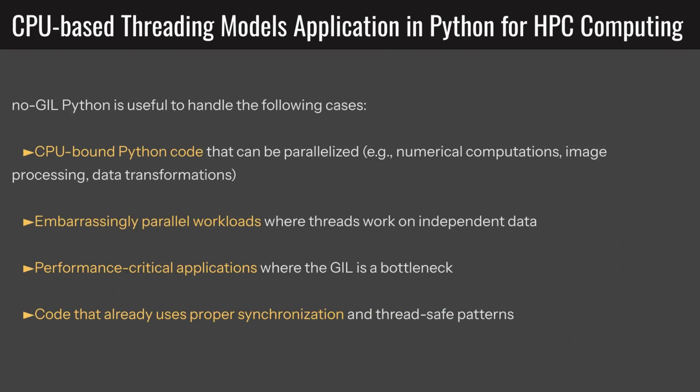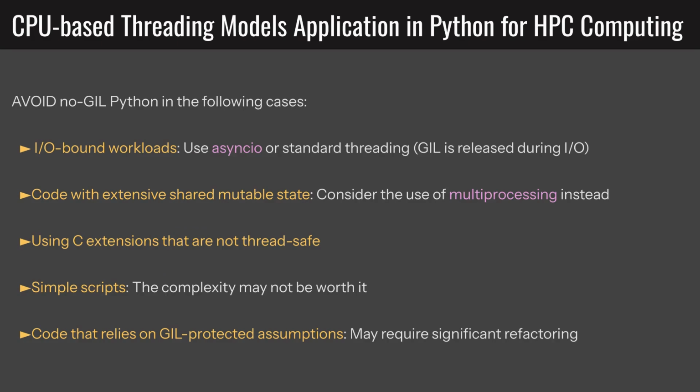No-GIL Python is useful to handle the following cases. CPU-bound Python code that can be parallelized. That implies running in parallel a Python code that implements numerical computations, image processing, and data transformations. Embarrassingly parallel workloads where threads work on independent data. Performance-critical applications where the GIL is a bottleneck. Code that already uses proper synchronization and thread-safe patterns.